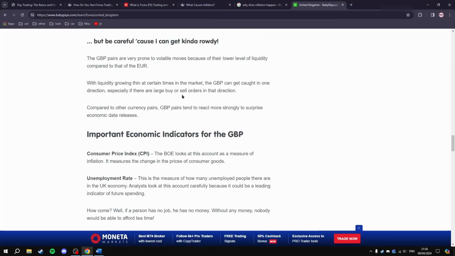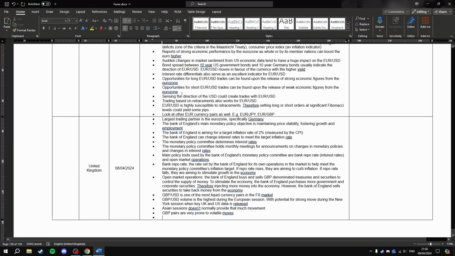With liquidity growing thin at certain times in the market, the GBP can get caught in one direction, especially if there are large buy or sell orders in that direction. Compared to other currency pairs, GBP pairs tend to react more strongly to surprise economic data releases.